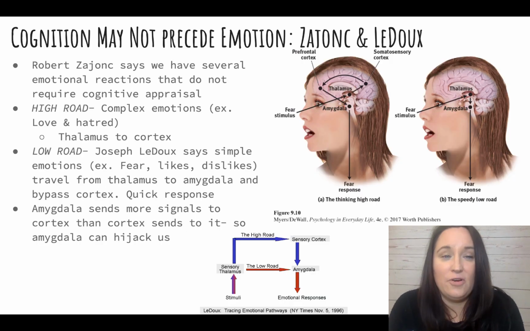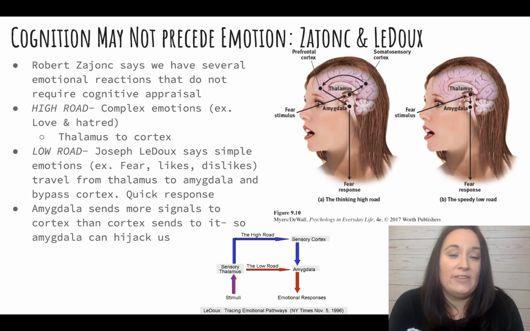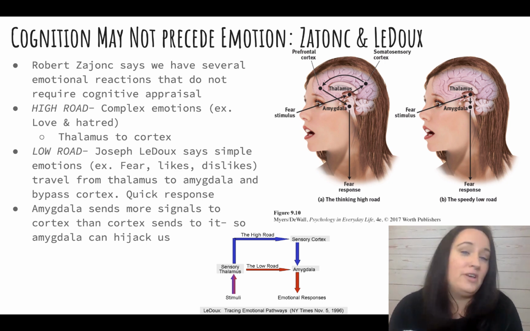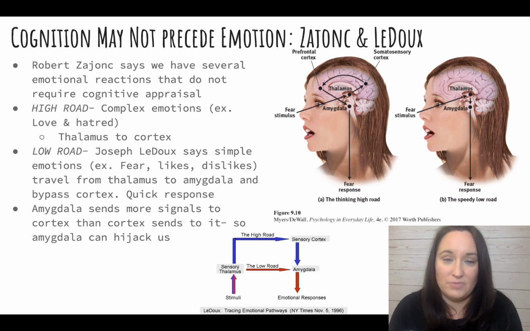So cognition, though, may not precede emotion, according to Zajonc and LeDoux. So they're saying that certain emotional reactions don't even go through that part of the brain. They just go right from the thalamus, where sensory information goes, to the amygdala, and then we have emotional response. So there are two pathways, according to them, in the brain that you need to know. There's the high road and the low road.